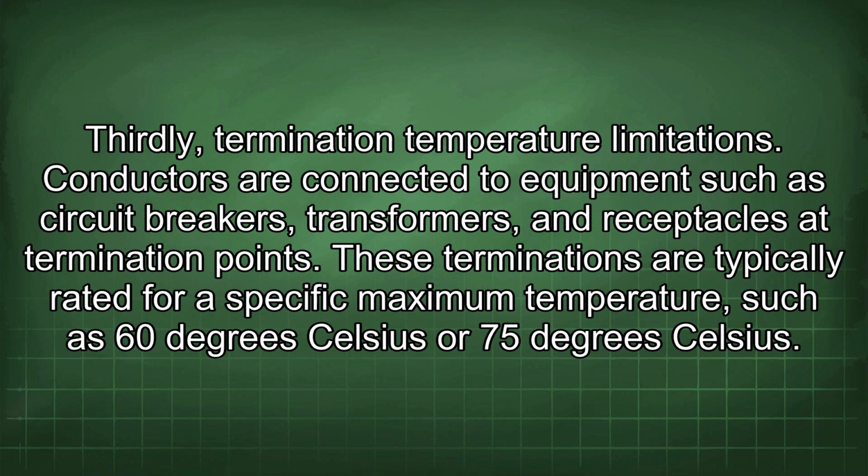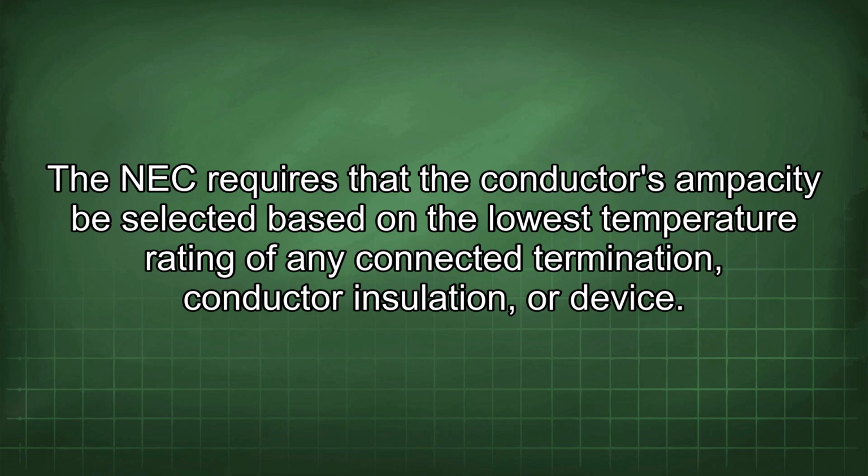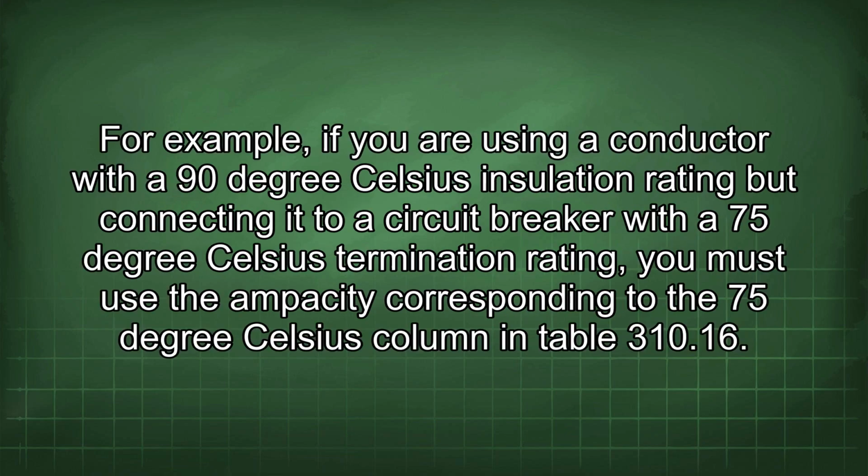These terminations are typically rated for a specific maximum temperature, such as 60 degrees Celsius or 75 degrees Celsius. The NEC requires that the conductor's ampacity be selected based on the lowest temperature rating of any connected termination, conductor, insulation, or device. For example, if you are using a conductor with a 90 degrees Celsius insulation rating but connecting it to a circuit breaker with a 75 degrees Celsius termination rating, you must use the ampacity corresponding to the 75 degrees Celsius column in Table 310.16.